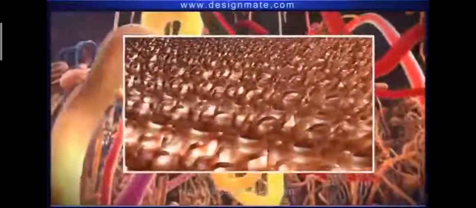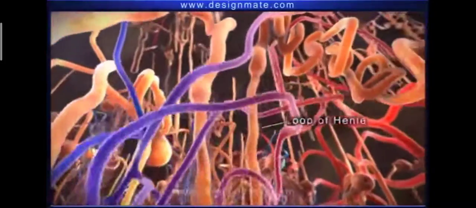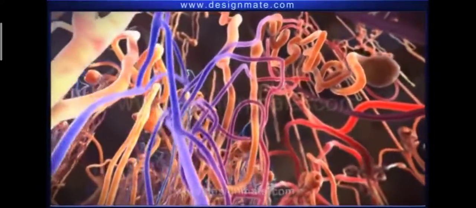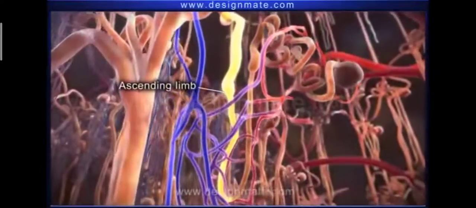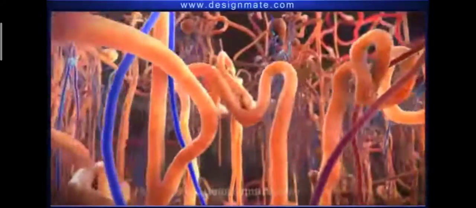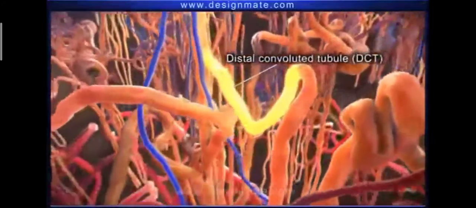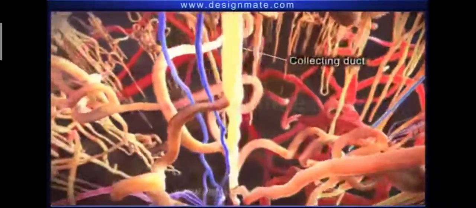This PCT leads into the loop of Henle, which lies in the medulla region. It is U-shaped and has a descending limb and an ascending limb. This further leads into the distal convoluted tubule, which is again seen in the cortex region, and it finally joins the collecting duct.